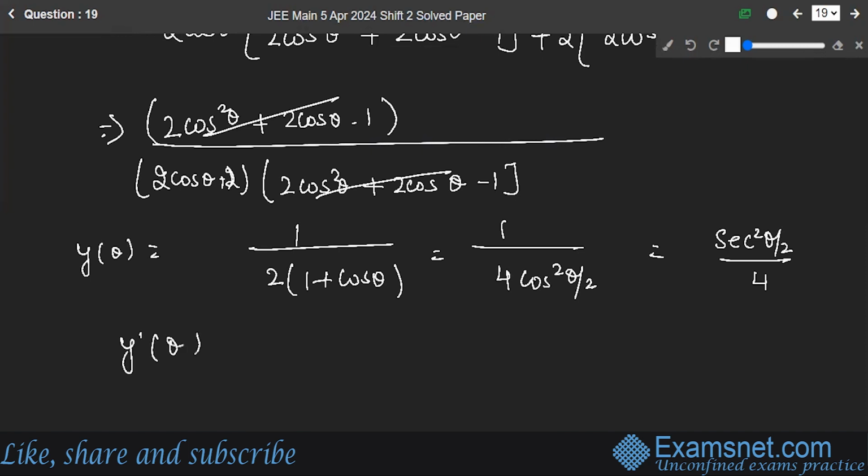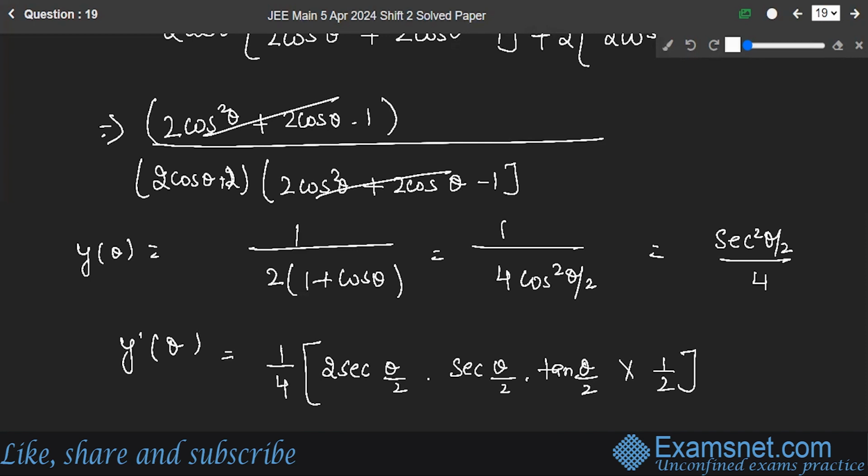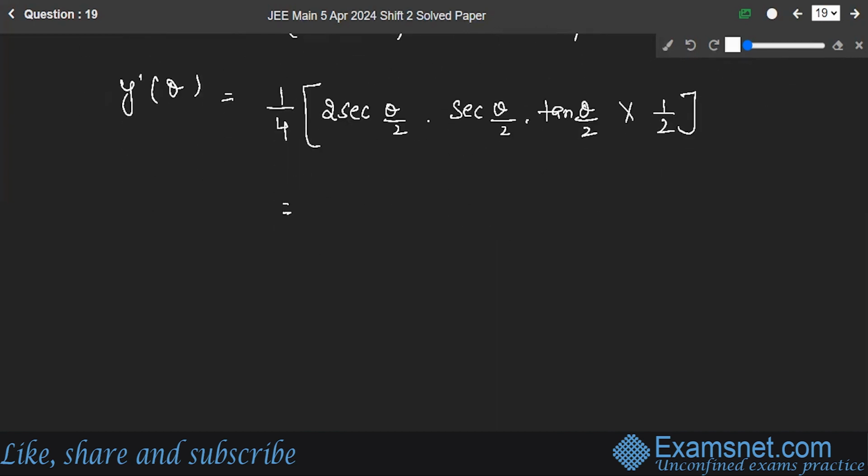So y dash theta will be equal to 1 by 4 outside. This will be 2 secant theta by 2 into secant theta by 2 tangent theta by 2, because the derivative of secant theta is secant theta into tangent theta into the coefficient of theta, which is 1 by 2. So this 2 and this 2 will cancel, and you will have 1 by 4 secant squared theta by 2 tangent theta by 2. This is the first derivative of y.